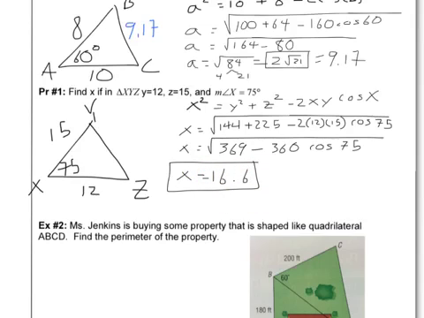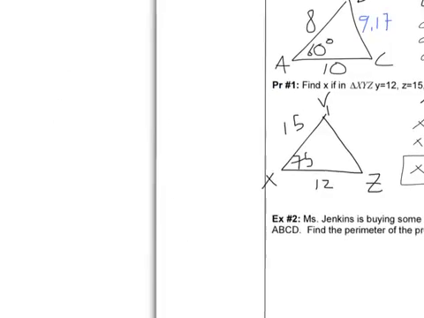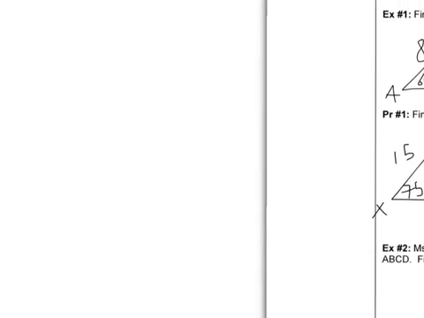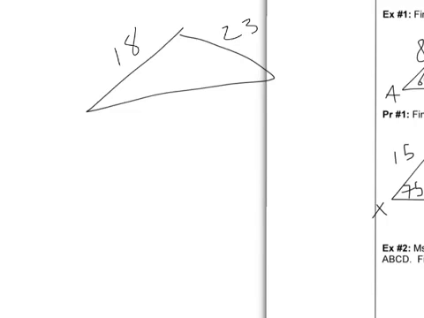There you go. Before we do example number 2, I want you guys to try another problem I'm going to do off on the side here. Let's say I gave you a triangle like this, and let's say the sides were 18, 23, and 37, and let's say we called this A, B, C. How could you use the law of cosines to find angle A? Well, let me show you.